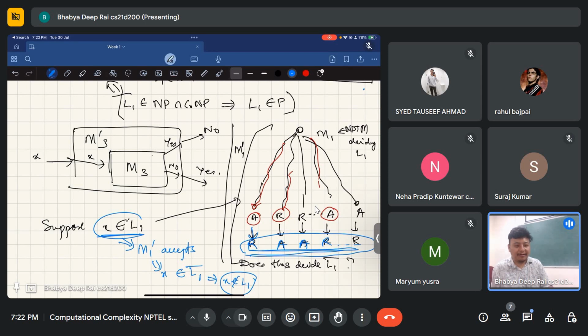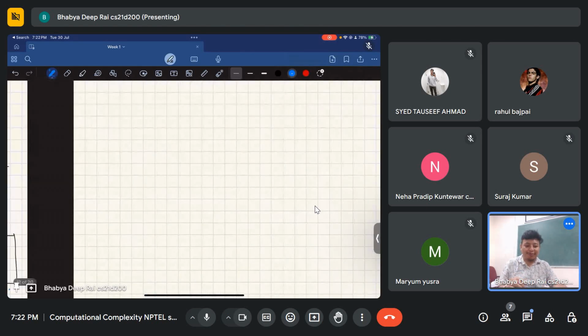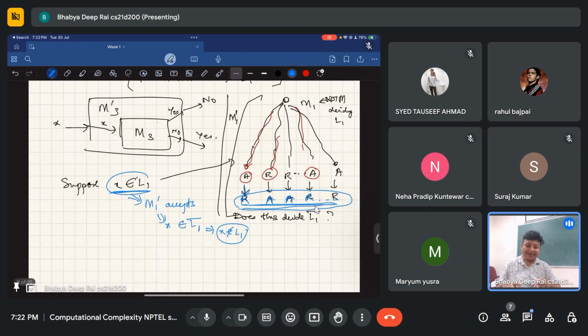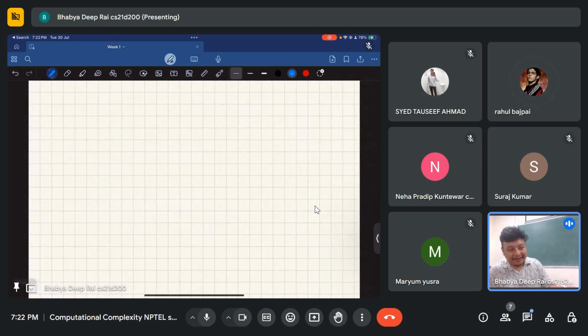Yeah, Rahul, I'll explain once again. But see, I'm not claiming that this algorithm works. I'm not claiming that this algorithm decides L1 bar. I'm saying this algorithm does not decide L1 bar exactly because of this problem. Decides means that it is a decider, which means it computes L1 bar.